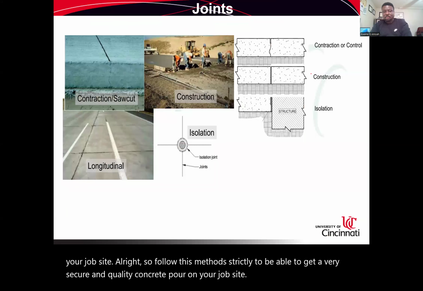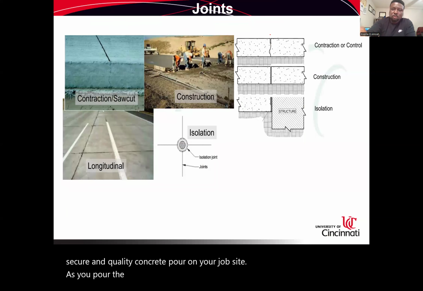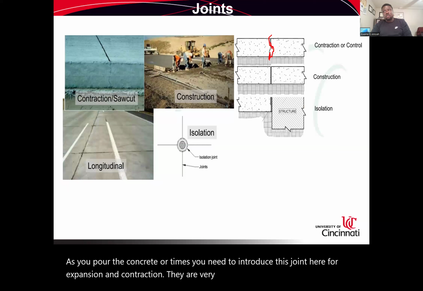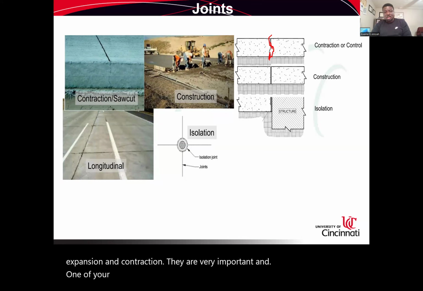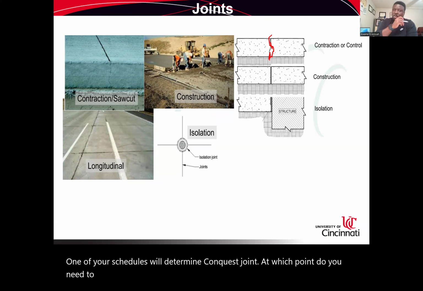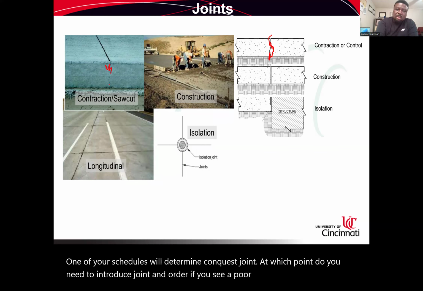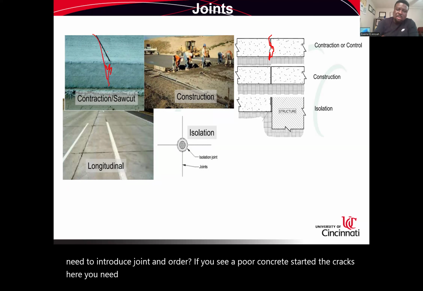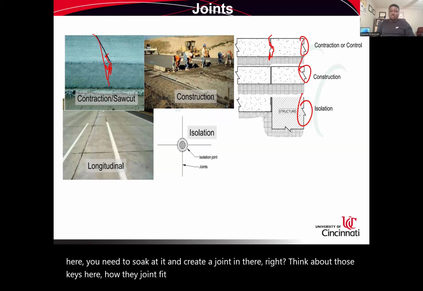As you pour the concrete, at times you need to introduce joints here for expansion and contraction. They are very important. And one of your schedules will determine the concrete joints. At which point do you need to introduce a joint and all that? If you see poured concrete starting to crack here, you need to saw cut it and create a joint in there, right? Think about those keys here, how the joints fit together before pouring them.